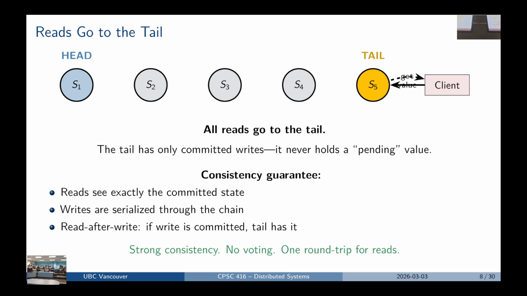Since the tail only has the committed writes, it never holds a pending value. It's always safe to read the value from the tail. So now we have a nice simplification there, and the nodes in the middle just simply become backup copies, which are going to allow us to deal with partial failures. This gives us strong consistency. We don't have any voting. We only have a single round trip for the reads, because the client reads from the tail.